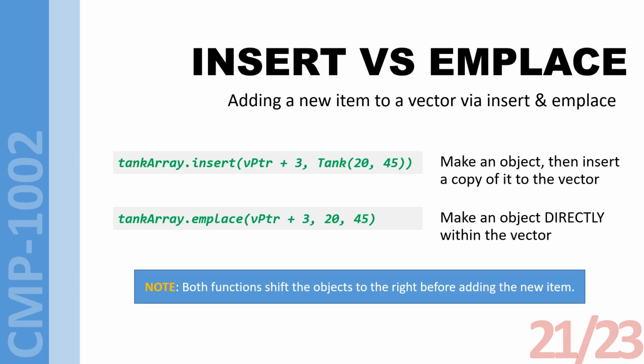Both functions shift the objects to the right before adding the new item, so in that sense they act the same. However, the temporary object is completely removed in emplace. So unless you have a particular reason for making a temporary object, I suggest you use emplace. Emplace was added in C++11, if I'm not mistaken. Check it out.